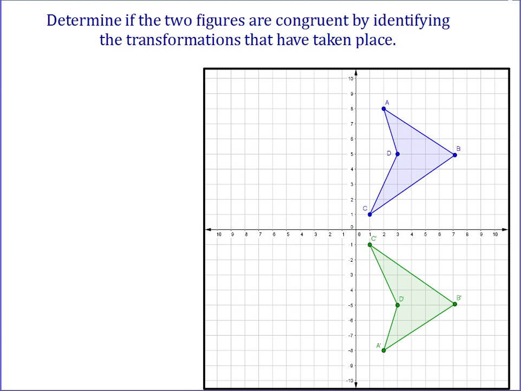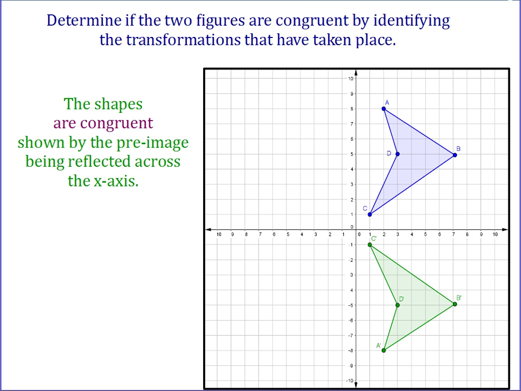Looking at our second example, if you look at the pre-image and the image, you can see that this shape has actually been flipped, right? This is a reflection. So we needed to determine what type of reflection took place. If you notice that point C is equidistant from the x-axis, or has the same distance from the x-axis as C prime. B is the same distance from the x-axis as B prime, and the same for points A and D. That means that we have a reflection across the x-axis. And if you verify that for every vertex, we can say the shapes are congruent. So my final statement could be something similar to, the shapes are congruent because the pre-image has been reflected across the x-axis.